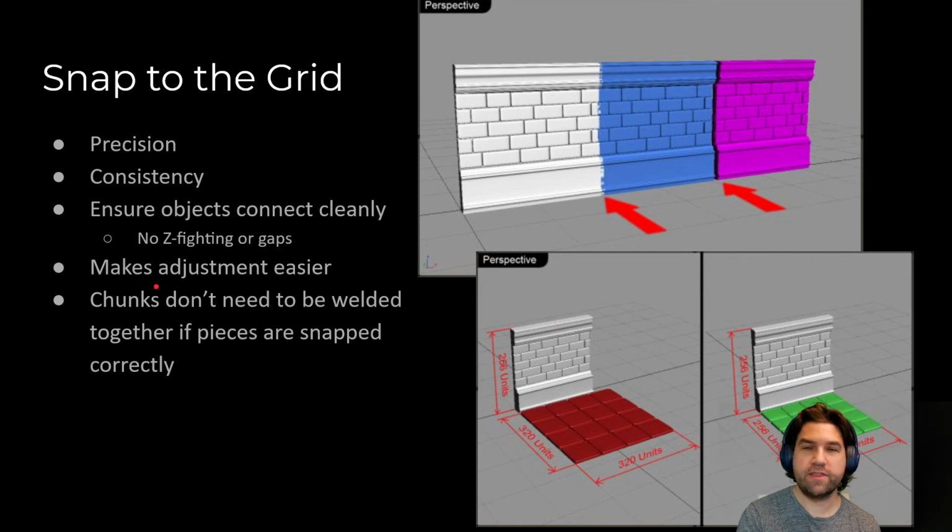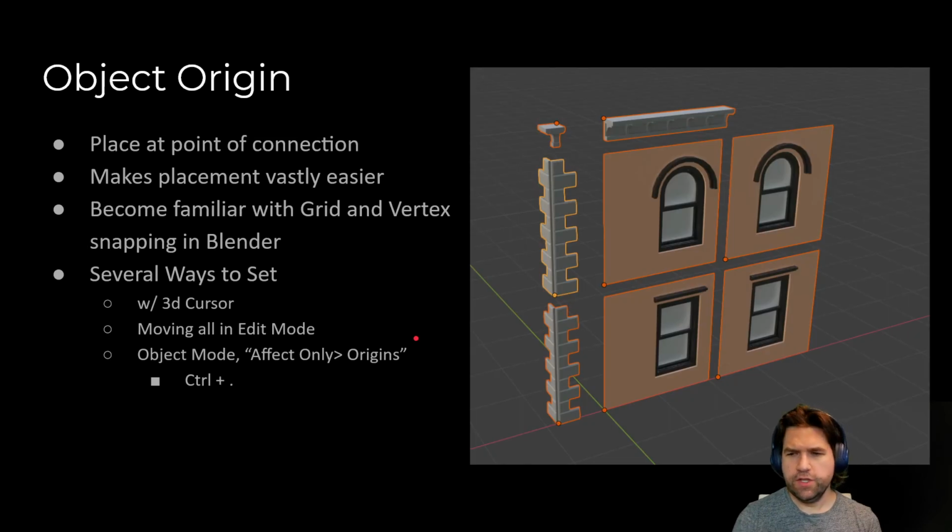Another nice thing about this is it makes adjustments easier. If we instance all of these walls and I make a change to this wall, it will apply to all the other walls. So when we're working with this snapping, maybe one of the most important things to think about is what's called the object origin.